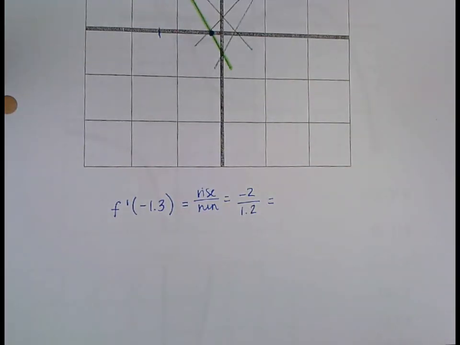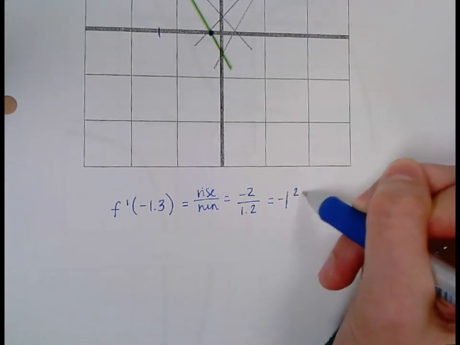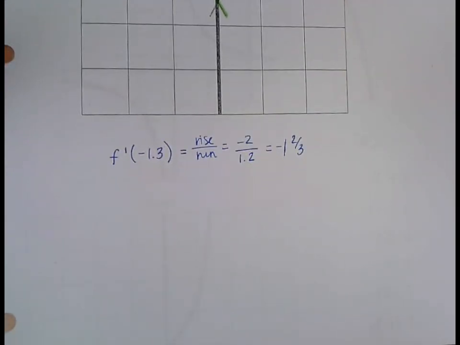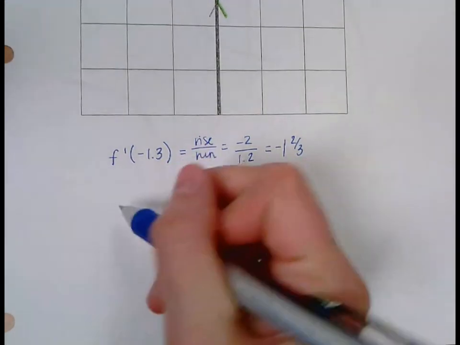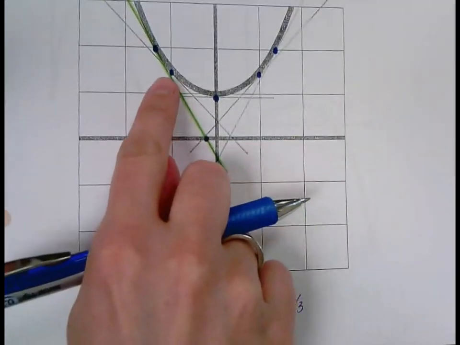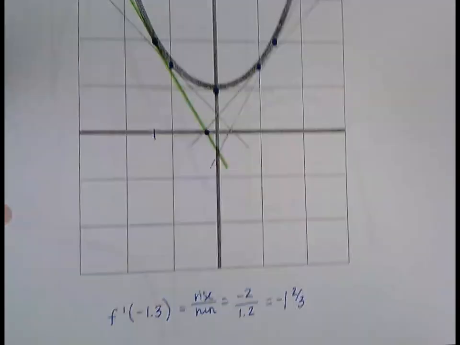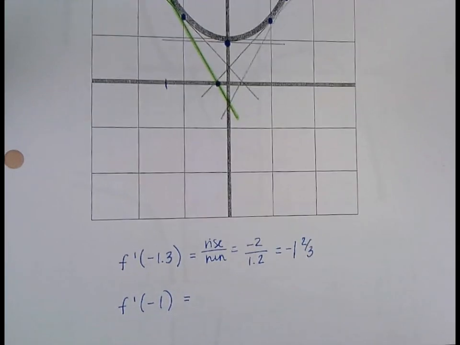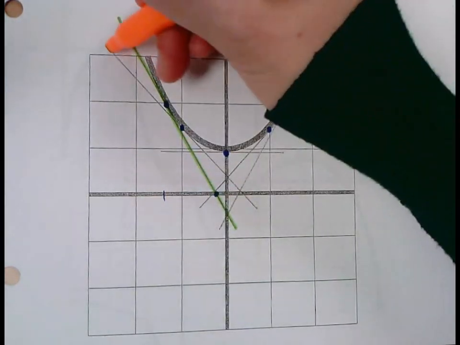So this would be approximately, so I have -1.6 repeating, so -1 2/3. Okay, and I'm going to do that for the other 4 points as well. So the next tangent line I drew in was at the x value -1. So I can approximate f prime of -1 by finding the slope of that tangent line.